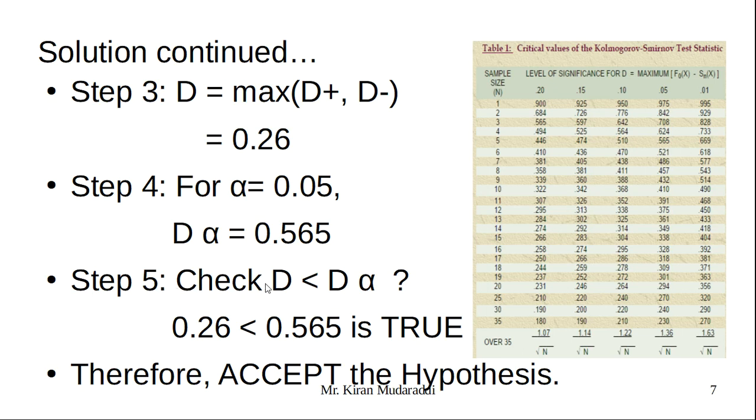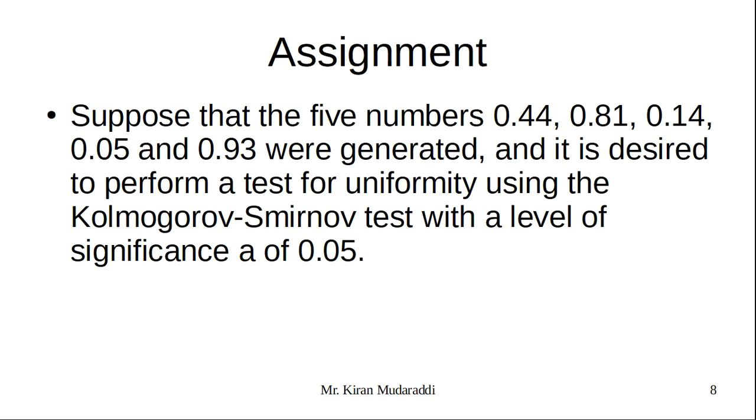And step 5 is quite simple. We are checking whether D is less than d alpha or not. D value is how much? 0.26. D alpha value is how much? 0.565. When you check this condition, it is true. Therefore we are going to accept this hypothesis, and we consider the given random numbers to be uniformly distributed.